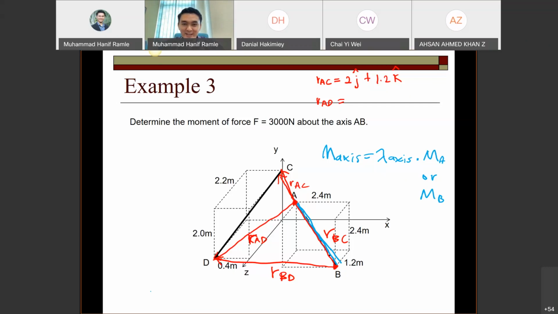So RAD should be from A to D. We have negative 0.4 i, and then the z component is 1.2 plus 2.2, which is 3.4. This is RAD.